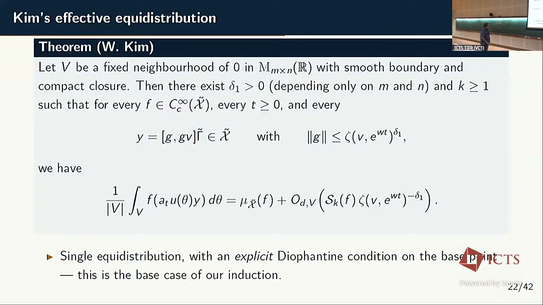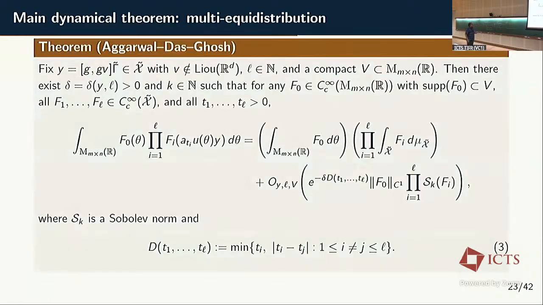Unfortunately, this is not good enough for us. So what we had to do was prove a version of this which is called multiple equidistribution: equidistribution not just at one scale, but at multiple scales. The theorem itself is kind of a mouthful to talk about, so I'll not talk about it in a few slides. I have a version with two functions, and I'll tell you what I want to do there.